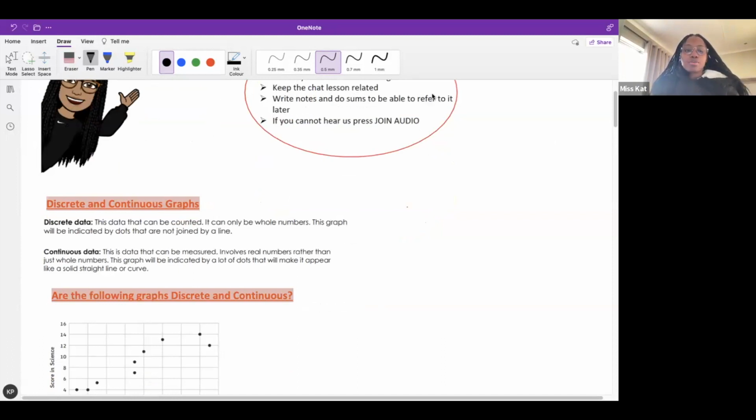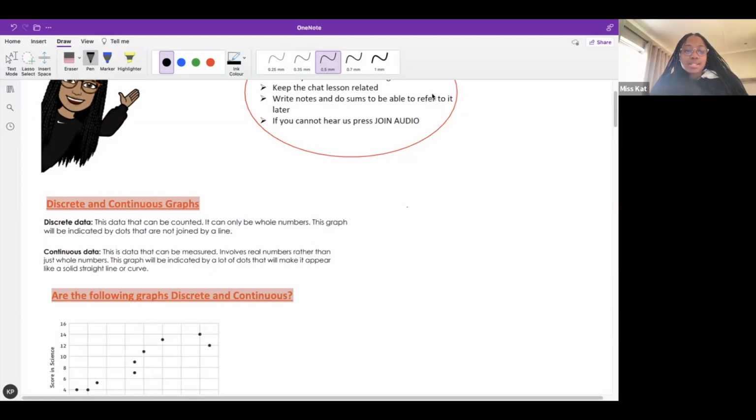Okay, so if you remember when we spoke about natural numbers, we said counting numbers, right? So that's what we're going to be working with here. So it's only numbers that can be counted. It can be whole numbers, and this graph is indicated by dots that are not joined with a line. Okay, so if you see a graph that is just dots and no line, that would most probably be discrete.